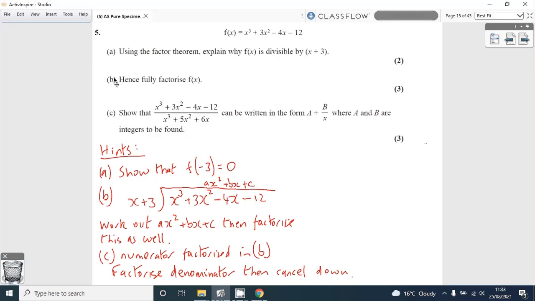So for part B, just do that algebraic division. Take your function and divide it by x plus 3. You will find that this gives you a quadratic. So just go and factorize that quadratic as well, so you're left with 3 pairs of brackets. Now for part C, obviously we fully factorized the numerator in part B. So go and fully factorize the denominator and then cancel down the brackets, and then just make sure you give your final answer in that format.